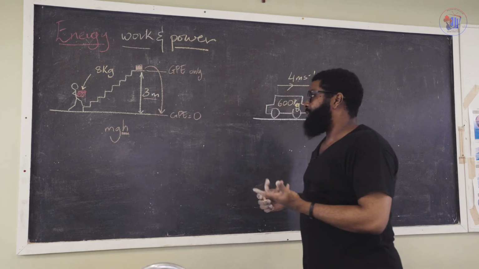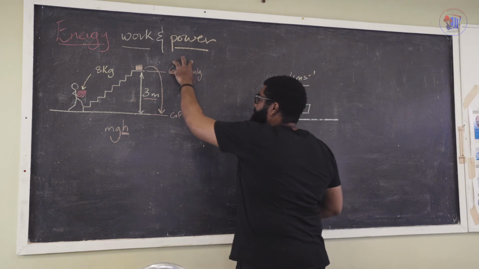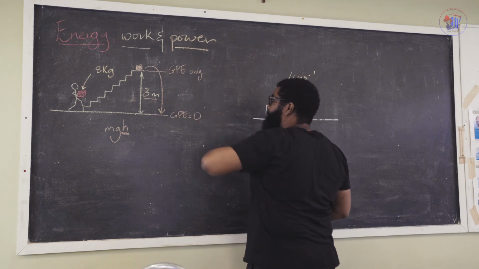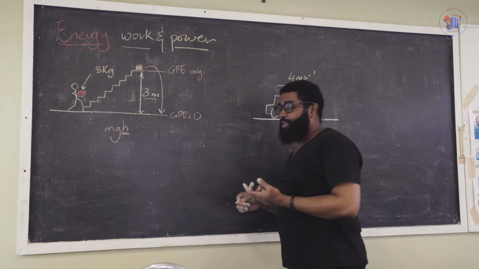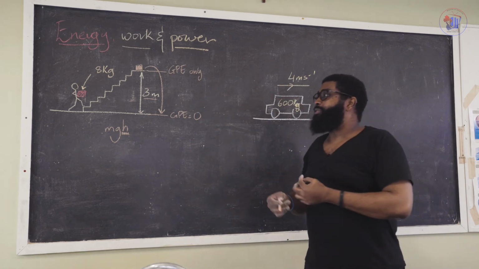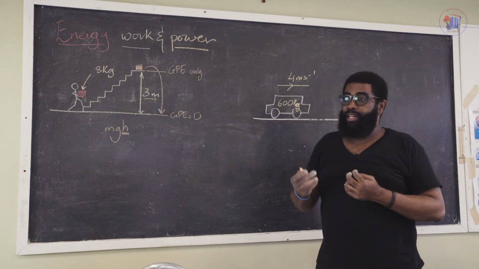By the principle of conservation of energy, all of this gravitational potential energy that is possessed by the box at the top of the stairs is converted to kinetic energy as it falls. Because as the object falls, it moves faster and faster and faster.